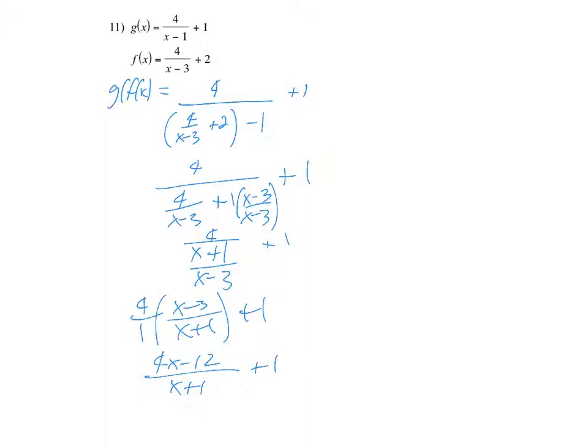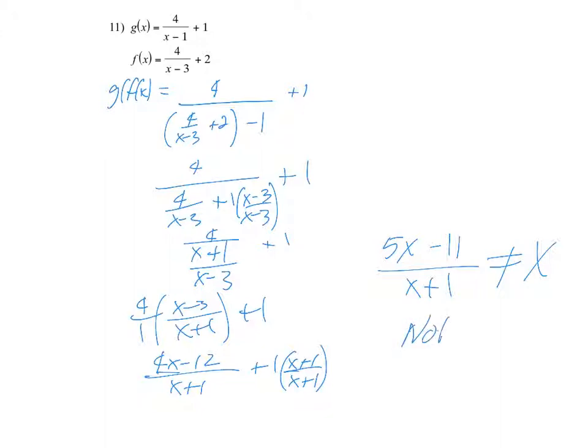Okay, so we need to get a common denominator so we can add these together. So multiply top by 4x plus 1. Now we have 4x plus x gives us 5x. Negative 12 plus 1 gives us a negative 11. All this over x plus 1. Does this look like it's equal to x? It does not. It will not be equal to x. So these two functions are not inverses.